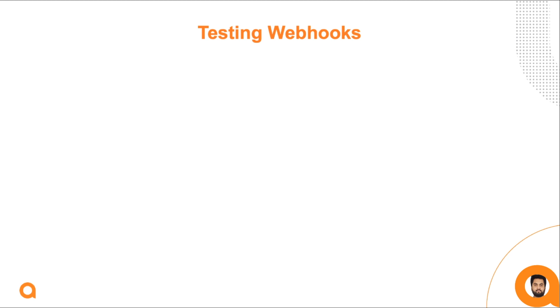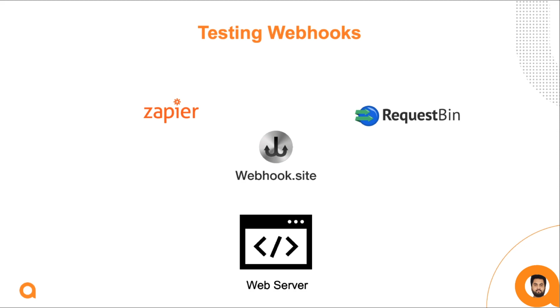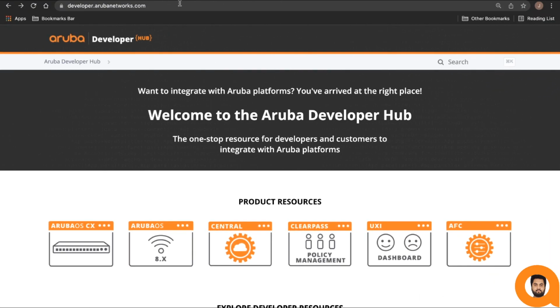Let us now test a webhook and build a workflow to see how all of this comes together. There are various tools available that you can use to catch webhook messages, such as Zapier, Request Bin, and webhook.site, to name a few. You can also create your own web server where Central can send an HTTP POST request with the webhook payload.